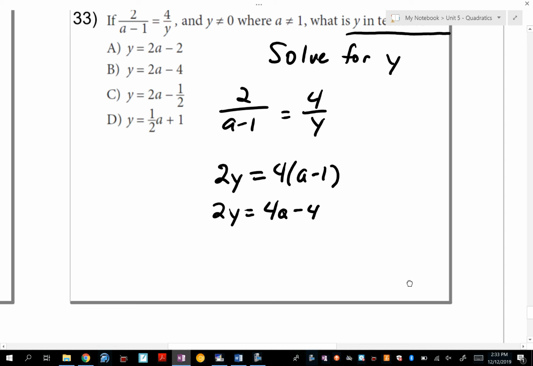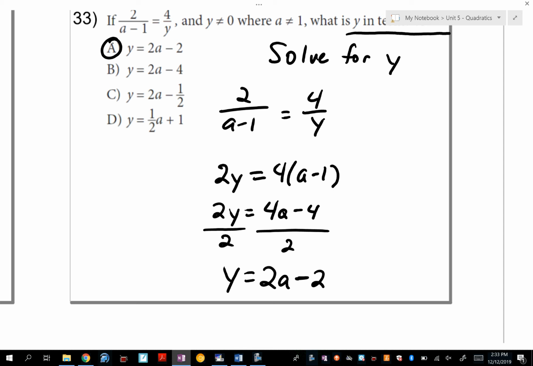And now it says to solve for y. So I'm going to divide by 2. So y equals 2a minus 2. And the answer is A. If you know how to find the cross products of a proportion.